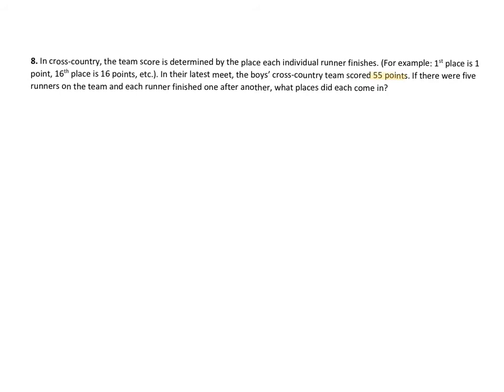If there were 5 runners on the team and each runner finished one after another, so this is telling us, hey, we're talking about consecutive numbers because they finished one after the other. What place did each come in? So that's what we're trying to figure out. So we know that total, this team scored 55 points. And I also know that there were 5 runners.